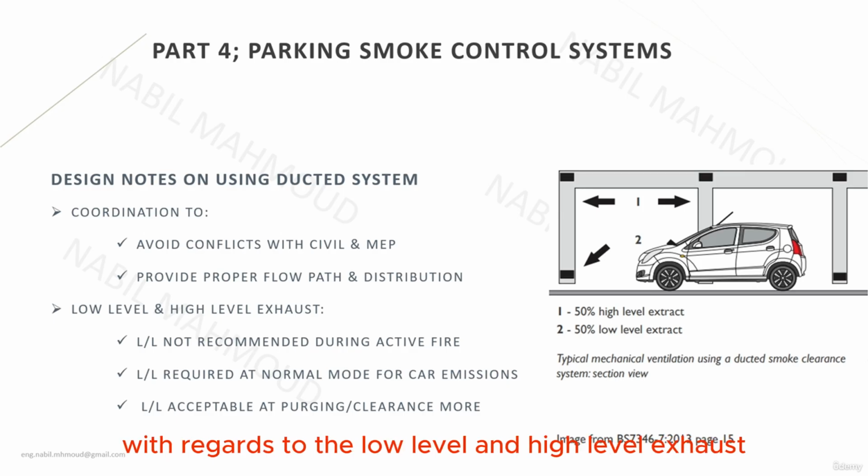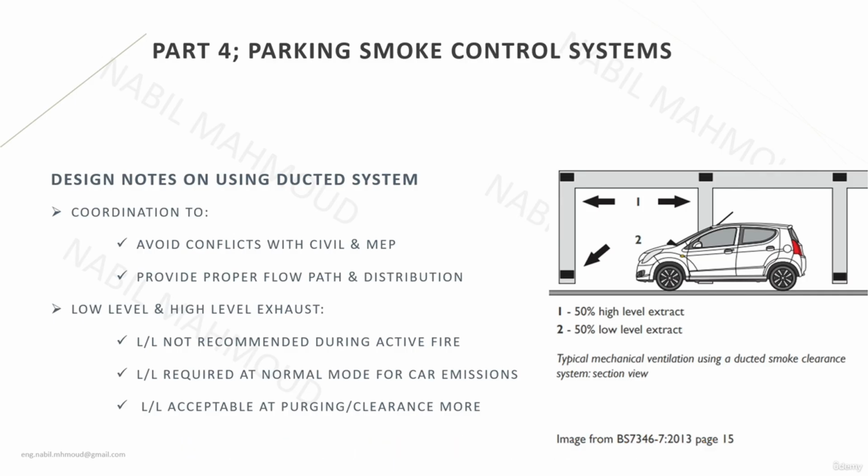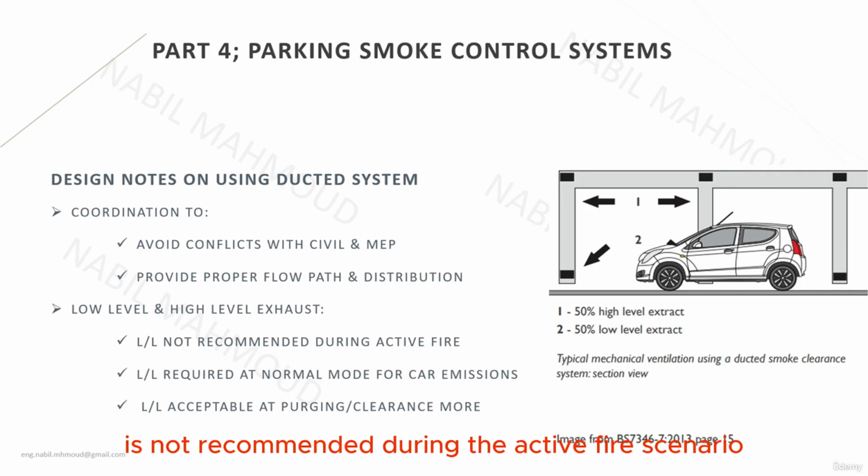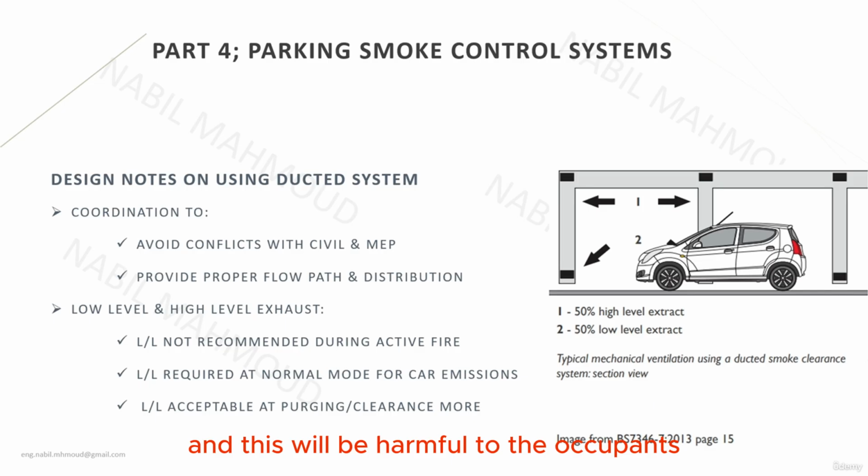And here are some notes with regards to the low level and high level exhaust. We need to clarify that the low level is not recommended during the active fire scenario because it forces the smoke to descend into low levels, and this will be harmful to the occupants and will cause visibility reduction. In some scenarios, it will be so extreme that the occupants will not be able to escape the space safely. That is why it is very important to prevent or minimize the low-level extraction during fire mode. You need also to know that the low-level extraction, although it is not required in fire mode, is very important during the normal mode.